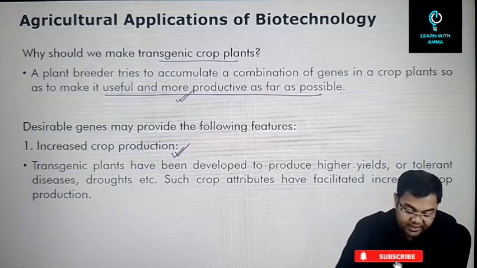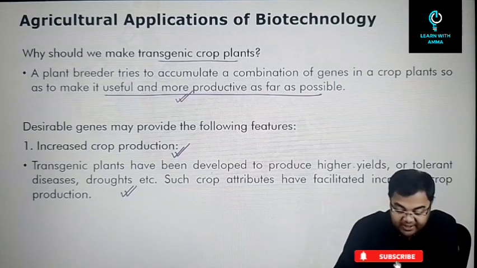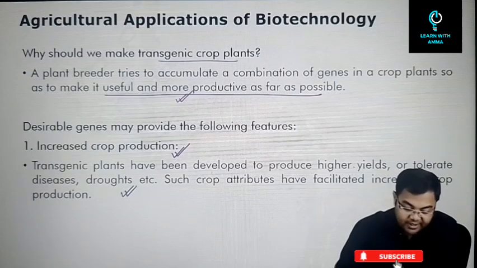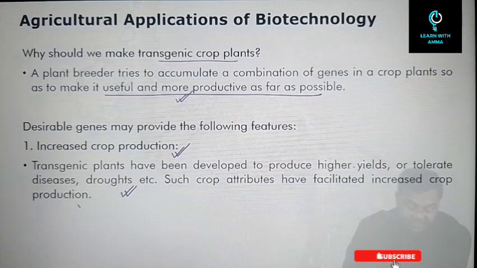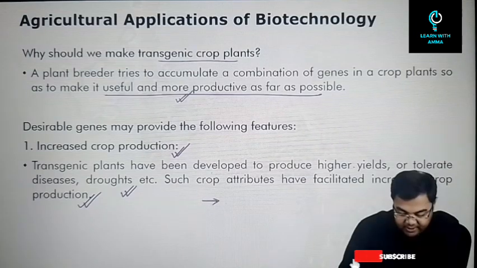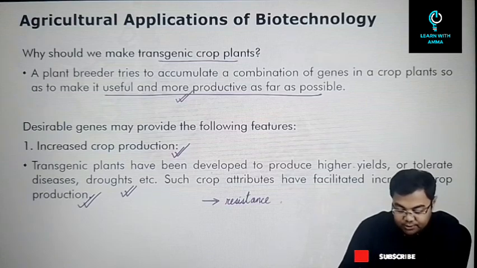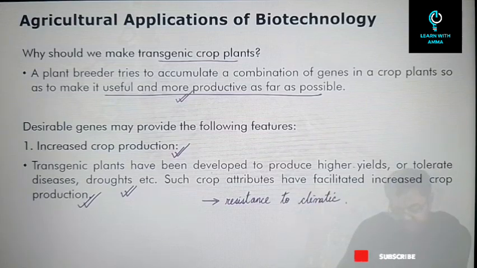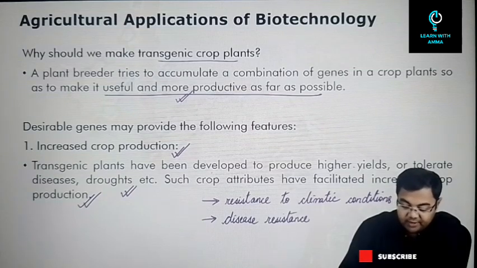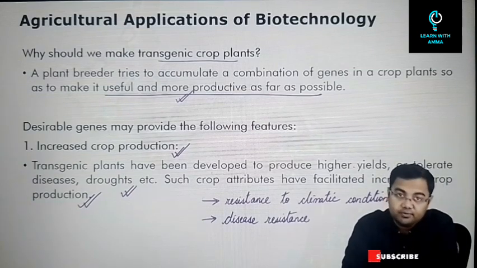And so if you see these lines, transgenic plants have been developed to produce higher yields or tolerate diseases, droughts, etc. Such crop attributes have facilitated increased crop production. So there are two aspects. One, make it resistant to climatic conditions. And second, disease resistance. These are the two most important ways to increase the yield of the crops.